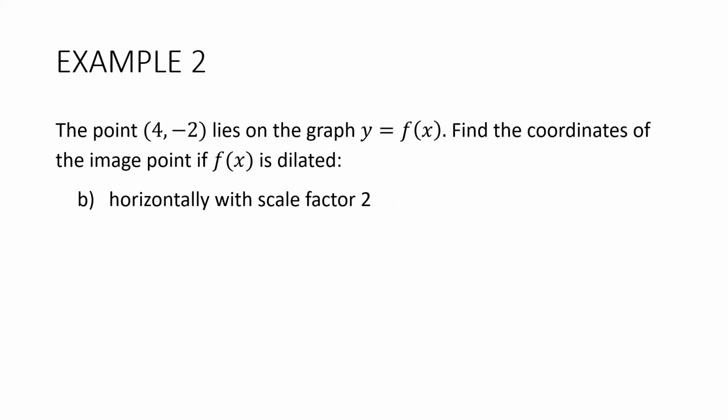How about horizontally with a scale factor of 2? A lot of people will muck this up. They'll think, I've got to turn that into a half. But that's only if you're putting it into the equation and trying to form the equation. Scale factor of 2, if this number here is bigger than 1, it means make it go bigger. Horizontally is our x-coordinate. So the answer here is (8, -2).